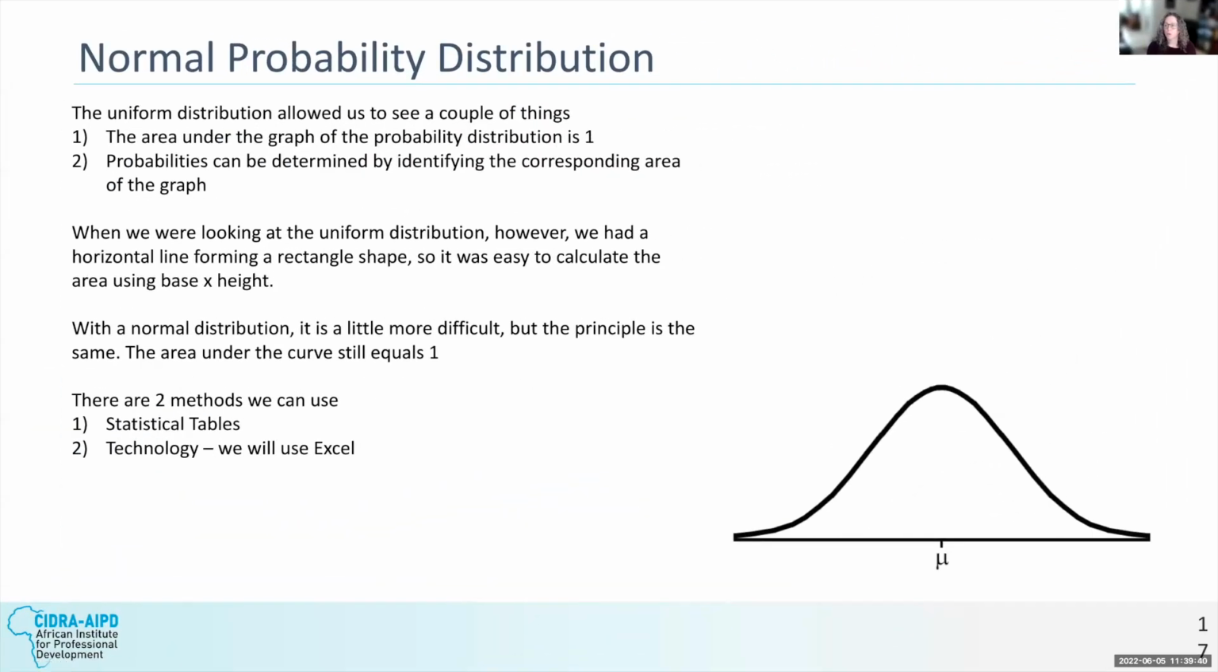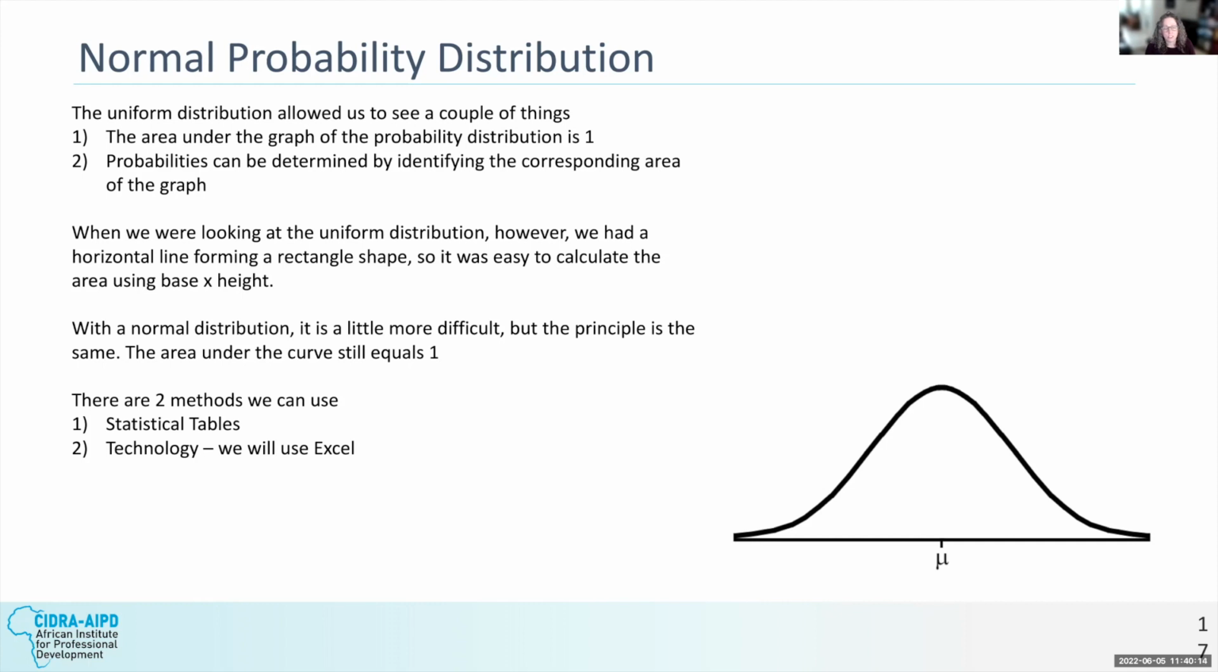Thinking back to what we were previously looking at, the uniform distribution, that allowed us to see a couple of things. The first being that the area under the graph of the probability distribution is 1. And also that probabilities can be determined by identifying the corresponding area on the graph. Now, when we were looking at the uniform distribution, we had that rectangle shape, right? So it was very, very easy to calculate the area because you could just use the base times the height.